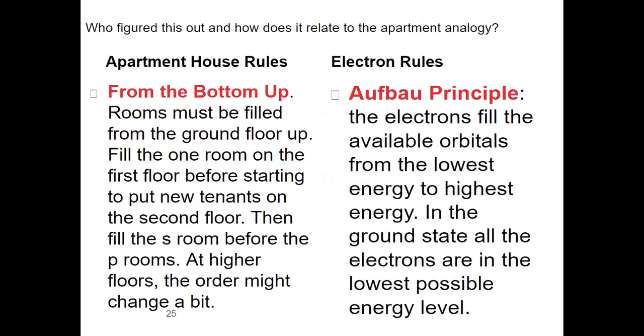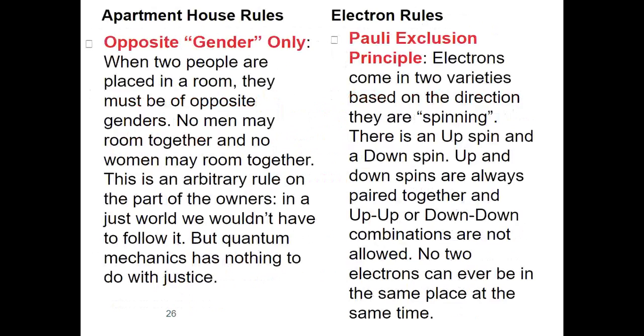If there are rules, the first rule is the Aufbau principle. The rule for the apartment would be from the bottom up. The rooms on the ground floor should be filled up first before you can go to the next floor. You have to fill all the rooms before you can get to the next floor. As you get higher, the order might change a bit, but just understand the basics. Start from the ground floor and go to the second floor and all the way up. So it's like an order. That's the Aufbau principle.